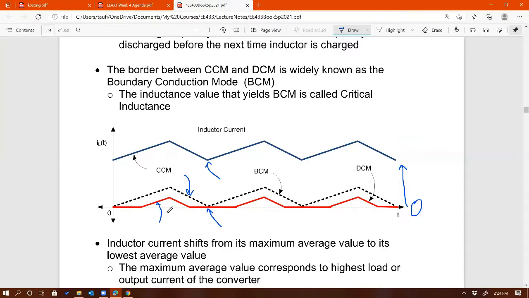If that is the case, if the converter has current with this discontinuity, these 0 segments, in the inductor current, then we call that converter operating in DCM, discontinuous conduction mode. Okay. Now, let me erase this.